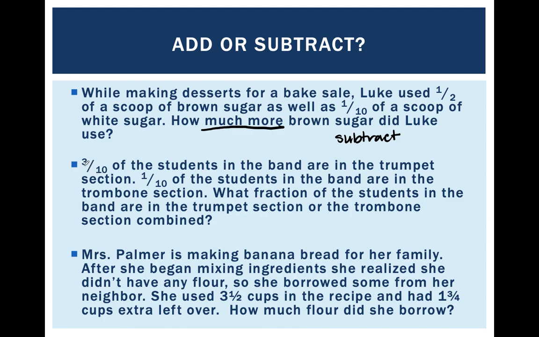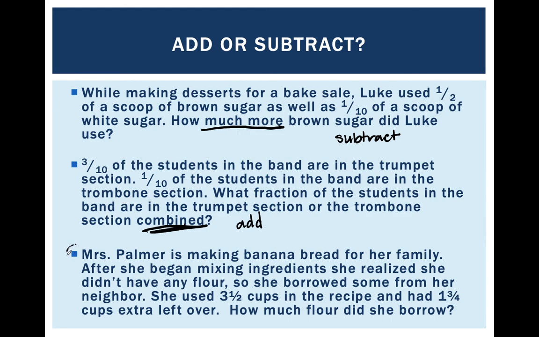In the second example, 3/10 of the students in the band are in the trumpet section, 1/10 of the students in the band are in the trombone section. What fraction of students in the band are in the trumpet section and trombone section combined? That's our key word, and this would be addition. And lastly, Mrs. Palmer is making banana bread for her family. After she began mixing ingredients, she realized she didn't have any flour. So she borrowed some from her neighbor. She used 3½ cups in the recipe and had 1 3/4 cups extra left over. How much flour did she borrow?